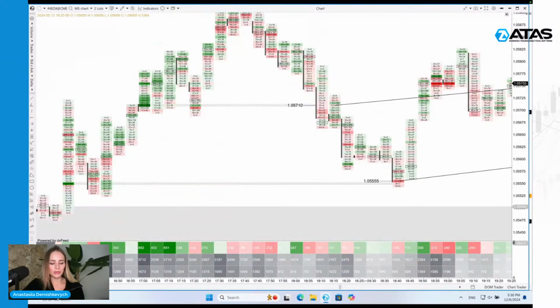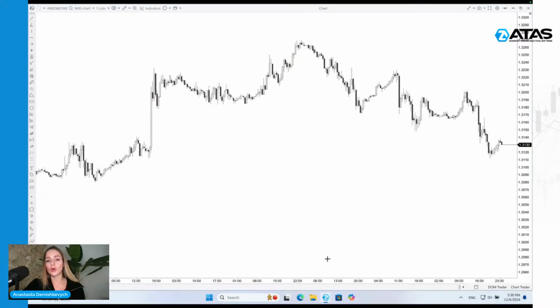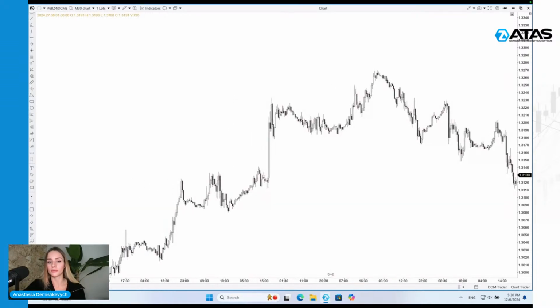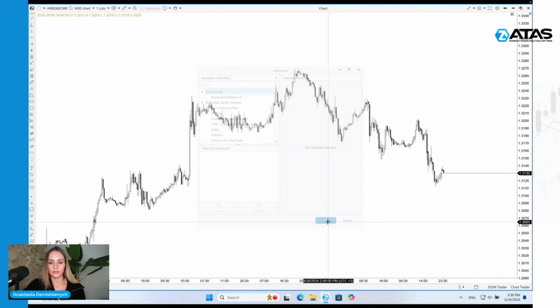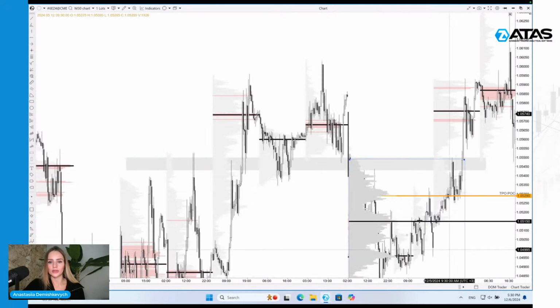Now, that was setup number one. Setup number two that we're going to be discussing today is called the reversal at the extremes. And for this specific setup, we are also always going to start with a volume profile first. Now let me use my Euro futures once again.